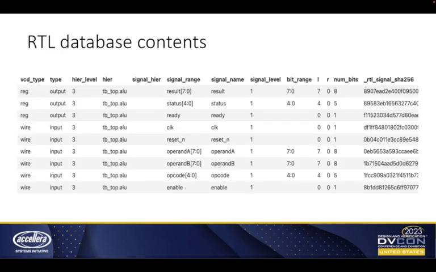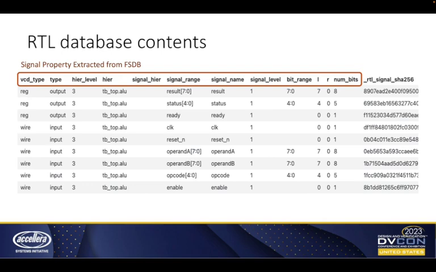Here's a sample of the design data uploaded into our database. We store this signal property in a tabular format in a SQL database, like what type of signal it is, what's the hierarchy, what's the signal range. Then we will use a SHA function to generate a SHA tag for each signal. And this unique ID for each signal will be used for the next phase in the future.